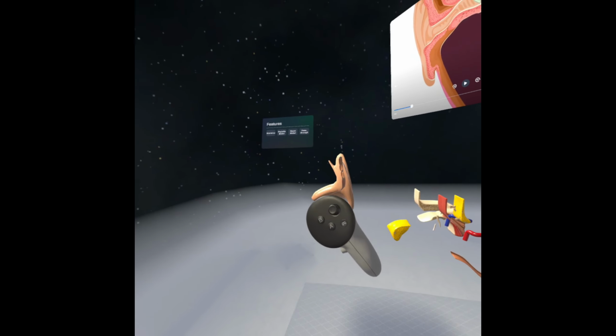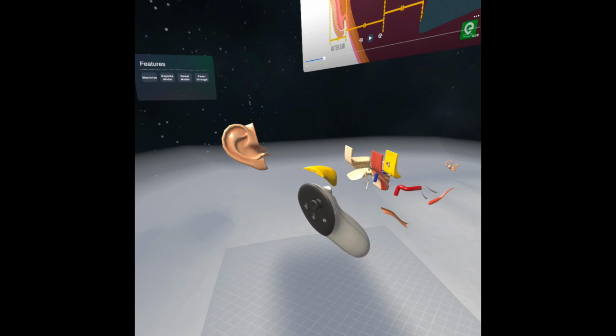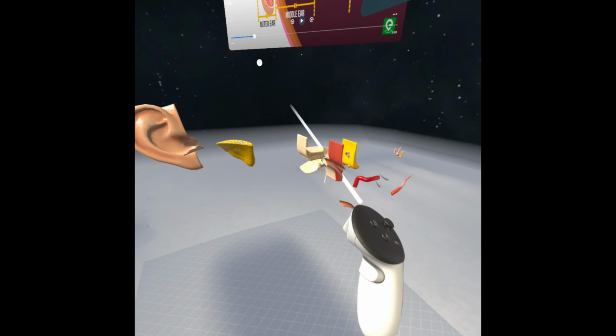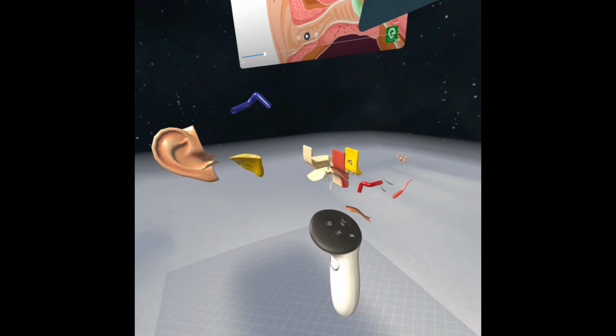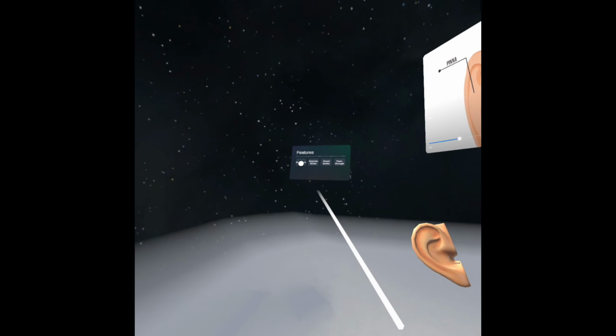Anatomically, the ear can be divided into three major sections: the outer ear, the middle ear, and the inner ear. The outer ear consists of the pinna and external auditory meatus or canal.